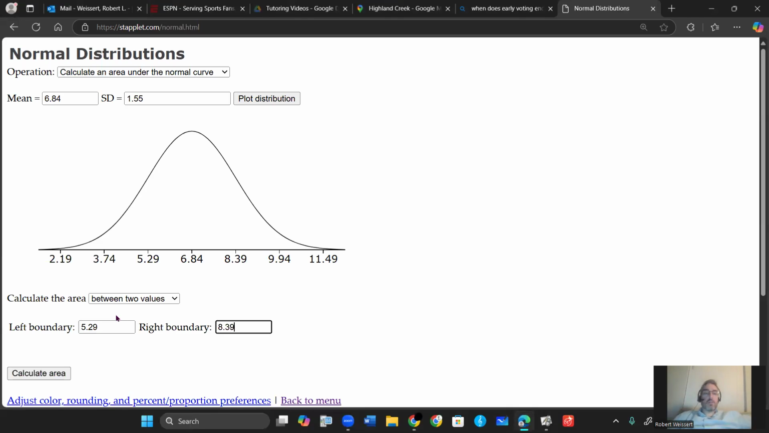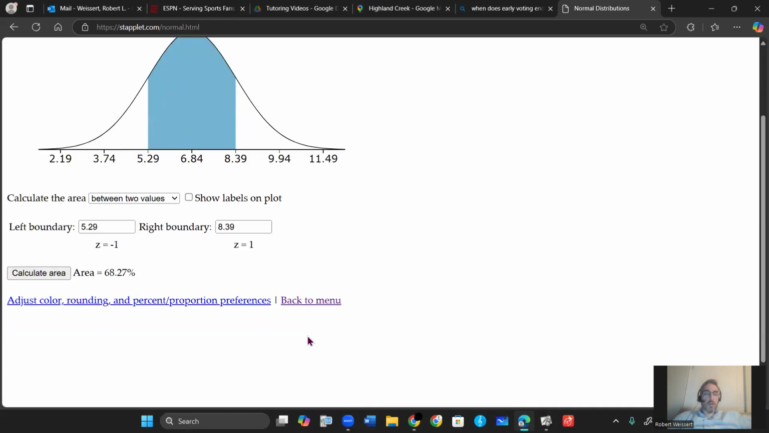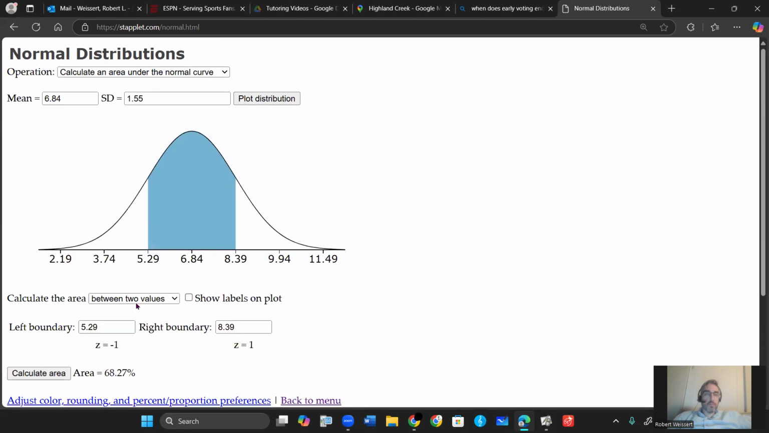So what percent did you think that was if we go 1 standard deviation out in both directions? Let's calculate the area. Well, it turns out it's about 68.2%. Now, if I go 2 standard deviations out, that would be 3.74 and 9.94. What percent did you use?